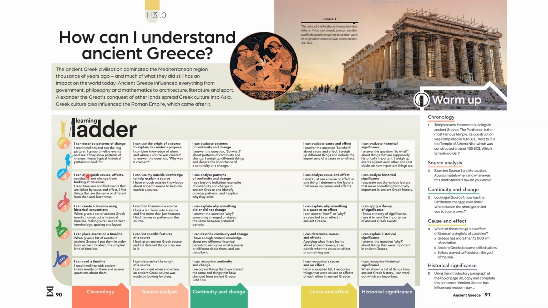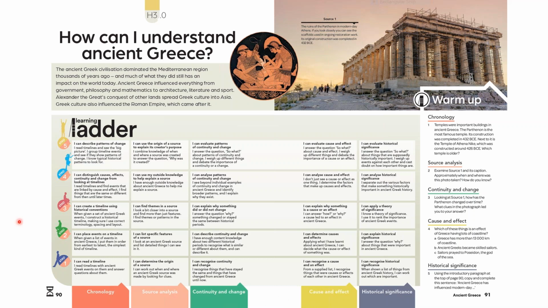If you have a look here in bold, that's all the stuff from the progression that I showed you. Each chapter fleshes it out a bit more and says what it would look like when applied to ancient Greece. So I can read a timeline. What does that mean for ancient Greece? I can read timelines with ancient Greek events on them and answer questions about them. And we try really, really hard to write all of this stuff in the learning ladder in student-friendly language.